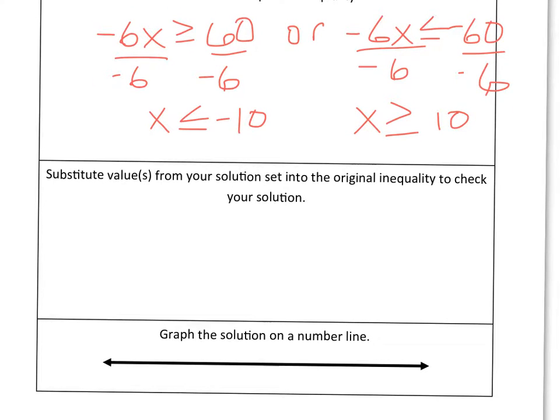So my two numbers on the number line should be negative 10 and positive 10. We have an equal to, so they're both going to be filled in circles. My first inequality is x is less than or equal to negative 10 and greater than or equal to positive 10.